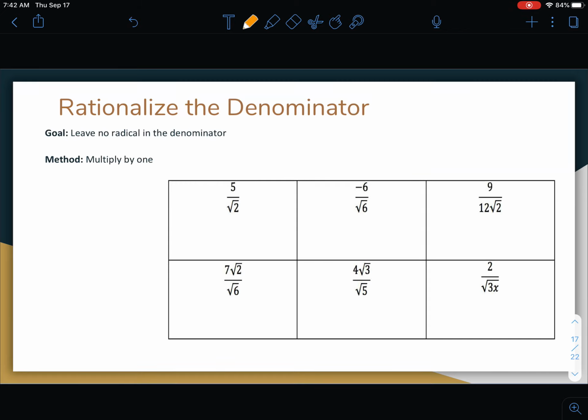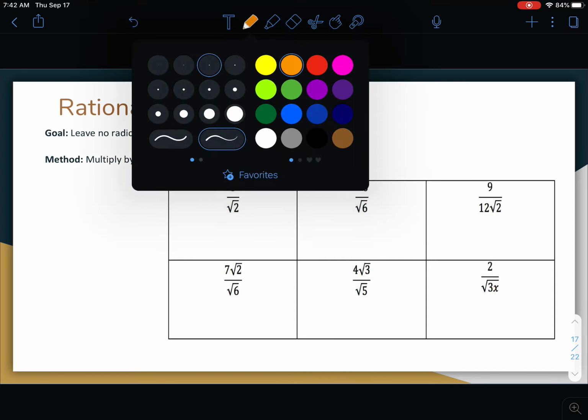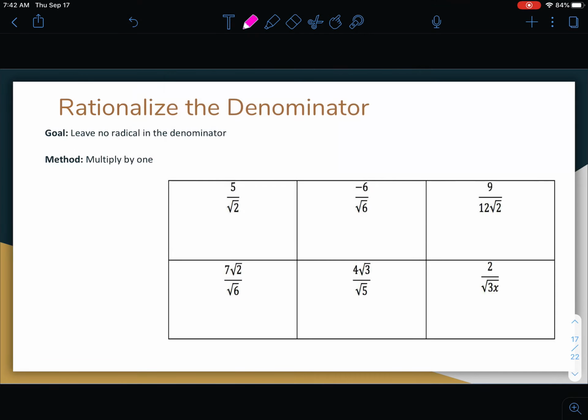Okay, rationalizing the denominator. So the goal here, this is just a little bit of review, but I just wanted to make sure you were steady with being able to do this. We do not want to leave a radical in the denominator. So our method for getting rid of this is to multiply by 1. For the first example, we do not want that radical 2 in the denominator. And some people say, well, I'll just put it in the calculator and I'll get a decimal. That's still not fixing the issue because now you're going to have to round. We want an exact value.